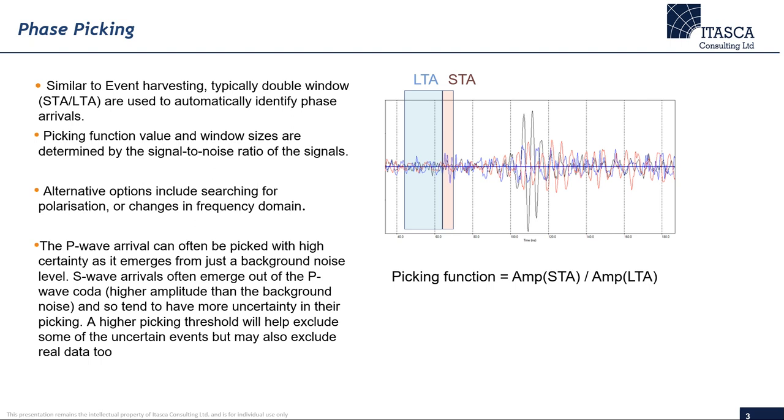One of the algorithms used for the automatic picking is using a double window, basically a customizable back and front window that goes through the traces of all instruments and identifies an arrival, the P wave or S wave arrival, by comparing the amplitudes in the trace sections contained in each of the windows.